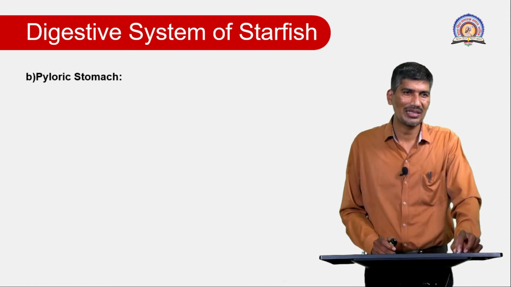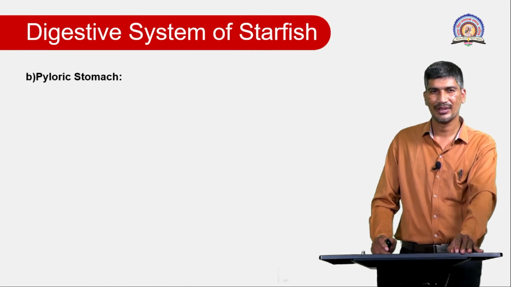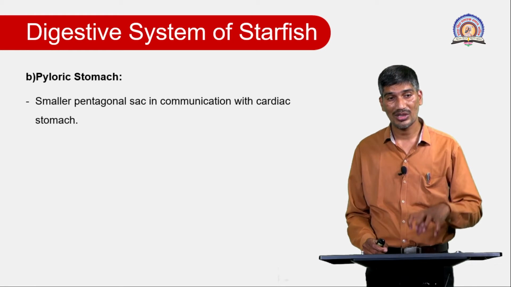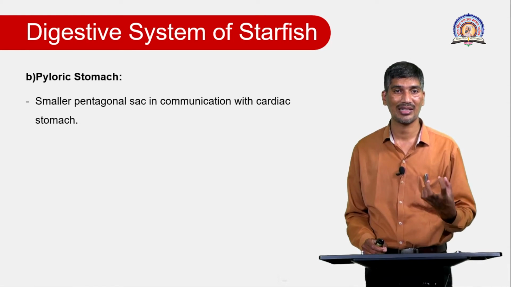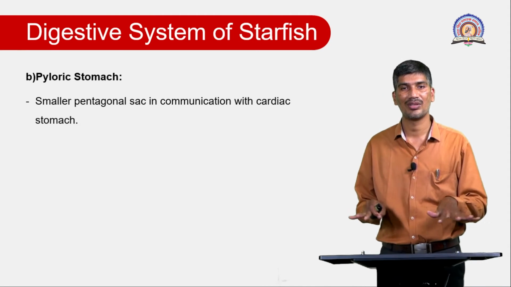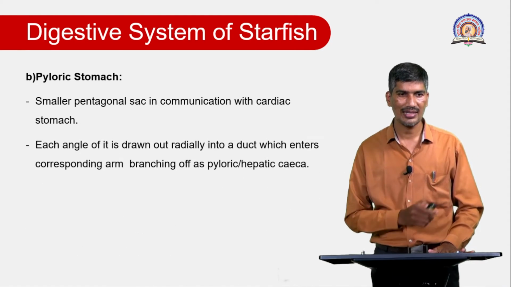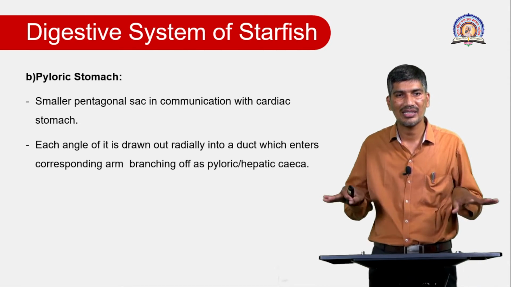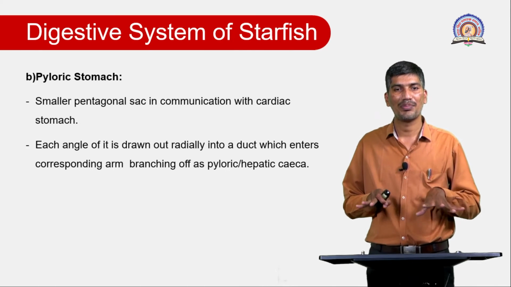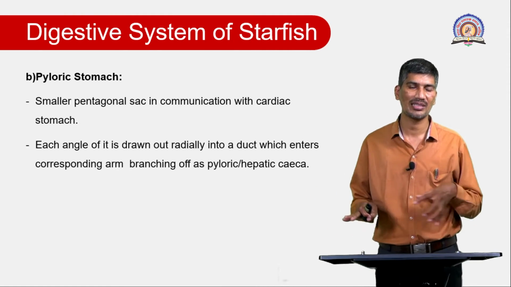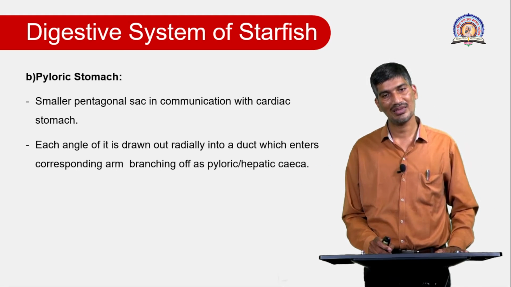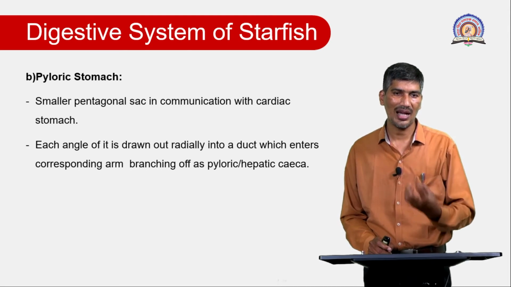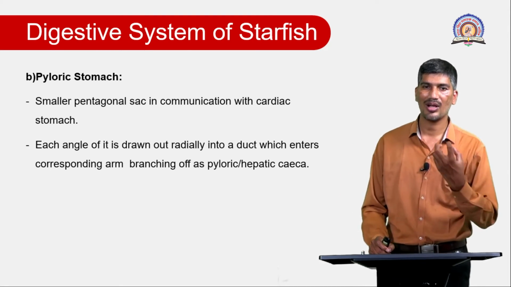Next, the second part of the stomach is known as the pyloric stomach. We can observe that the pyloric stomach has a constriction, a star-shaped or pentagonal, sac-like structure that communicates with the cardiac stomach. These angles expand and enter each corresponding arm and form branching small tubular portions inside the arm. This branching small tubular portion is enlarged or developed inside the arms. This is known as the pyloric stomach or hepatic sac.